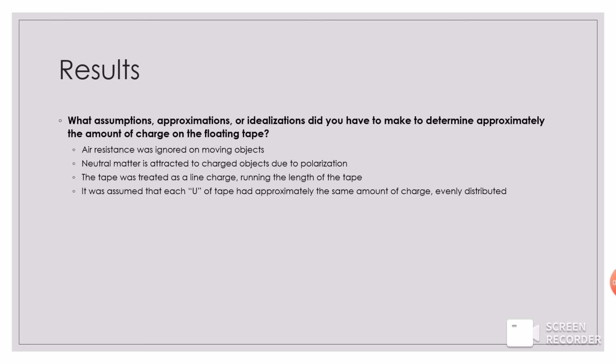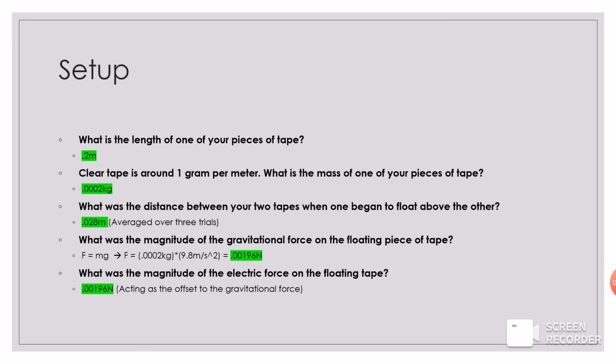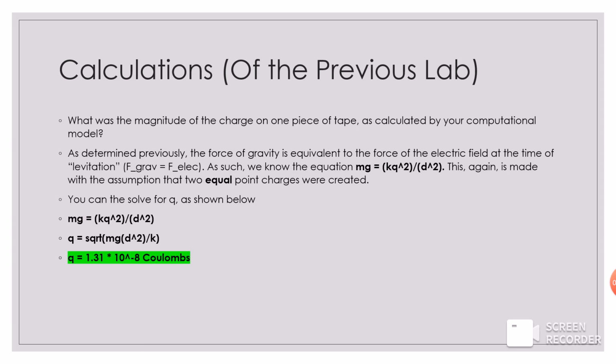And we also assumed that charge across the tape was relatively evenly or perfectly evenly distributed, though in reality that wouldn't be the case. The setup is largely the same this time, with the length and the mass all being the same. We can calculate the magnitude of gravitational force as roughly 0.00196 newtons, which means the magnitude of electric force acting on the tape must be the same, as the tape will be suspended in midair.